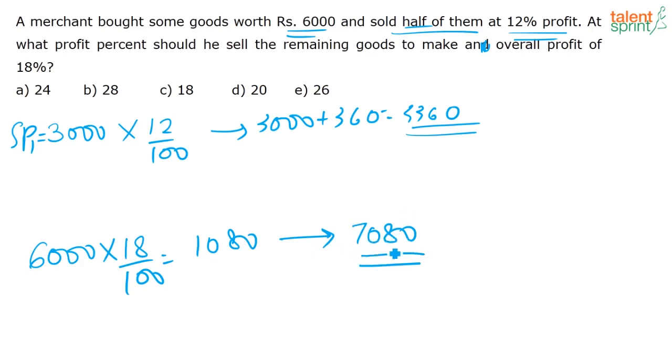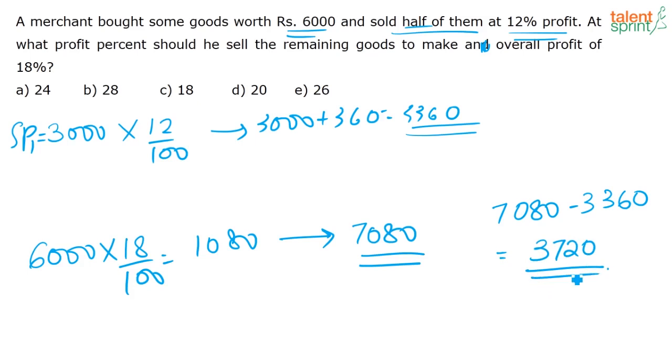So this is his final selling price and this is the price at which he has sold half of the items. So what is the price at which he should have sold the remaining half? 7080 minus 3360, so he should have sold the remaining half at 3720. Now 3720 means the actual worth of those articles is what? The actual worth of those articles is only 3,000 and he is making a profit of 720 rupees in it.